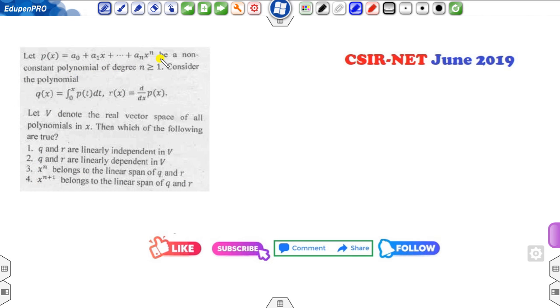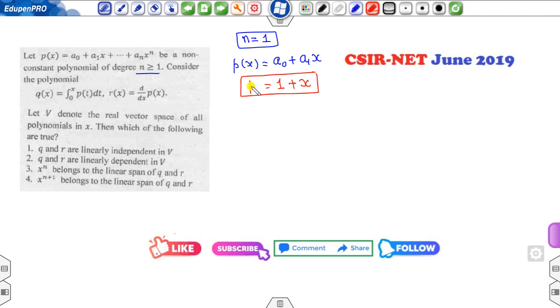P(x) is a non-constant polynomial of degree n greater than 1. Basically, your P(x) will be a0 + a1x. Now you can see the options are not depending on a0, a1. I can choose a0 = 1, a1 = 1. Fine. Then Q is my integration of P, which is x + x²/2.